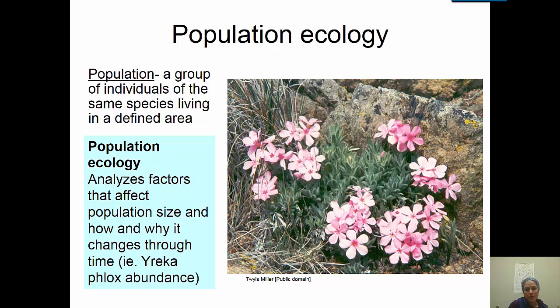So population ecologists are people who analyze factors that affect population size and how and why it changes through time. So they are really interested in small populations like the Wairika flax. They want to know what's going on with this population. Why is it small? Are there outside factors that are limiting its growth? Are there internal factors? Is it not reproducing and producing viable seeds? What's going on that's caused this population to become small, and are there things we can do to try to help it recover? So those are the kinds of things that population ecologists are interested in.